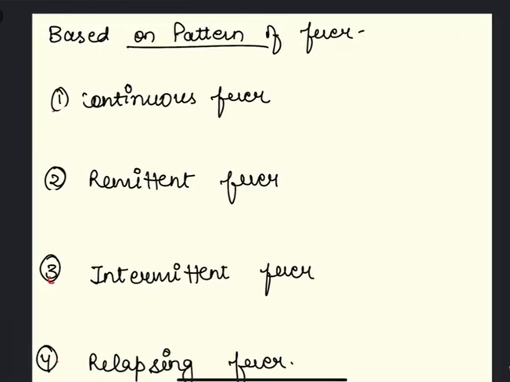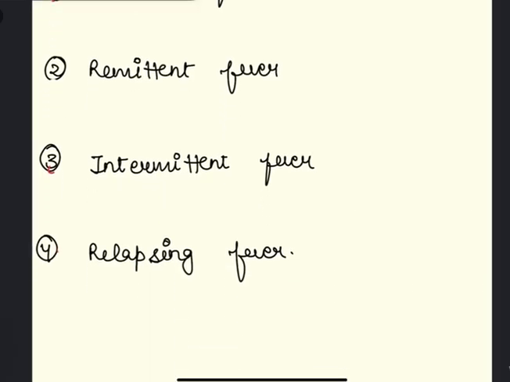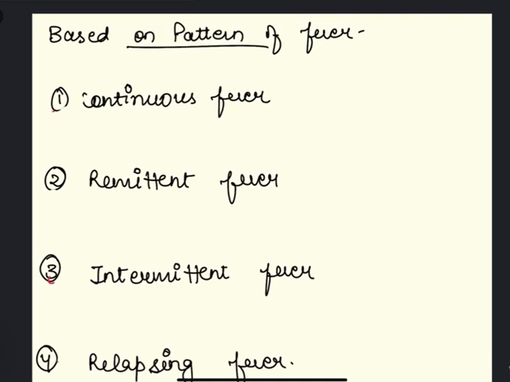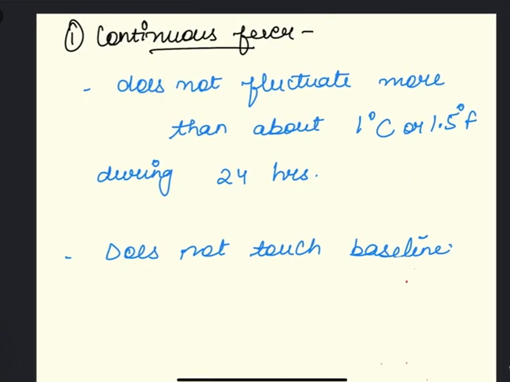Based on pattern of fever, we have continuous fever, remittent fever, intermittent fever and relapsing fever. We have one more type of fever which is known as septic fever, but since I have used Arshid Balur as reference, so it's not given in Arshid Balur, so we won't be discussing about it. Let's come to continuous fever.